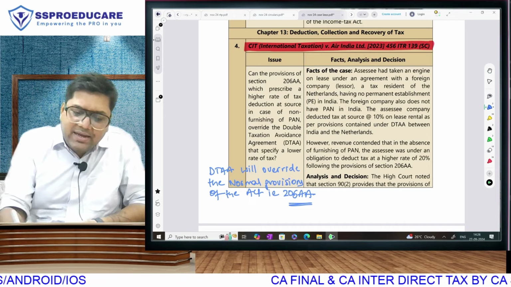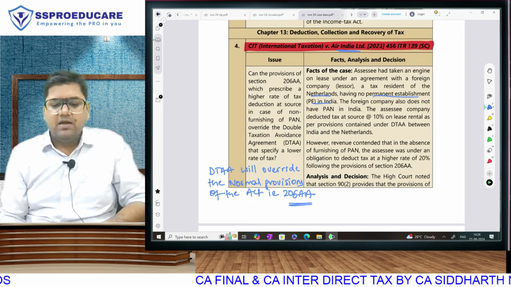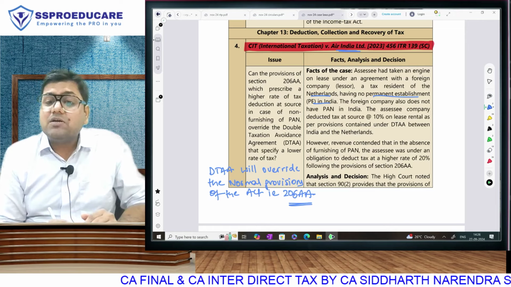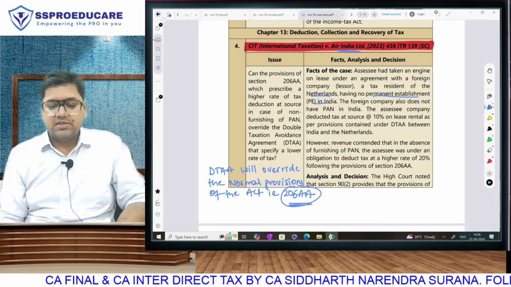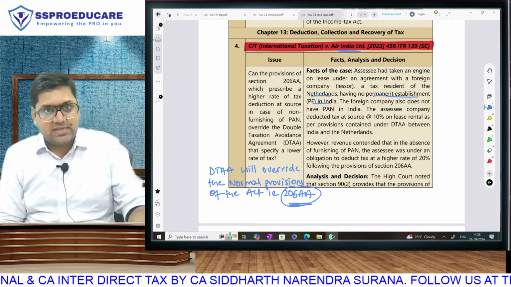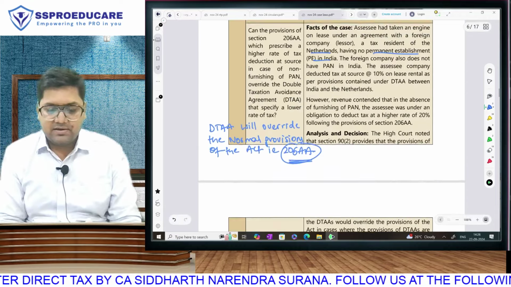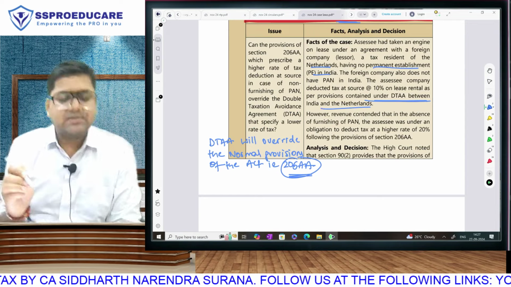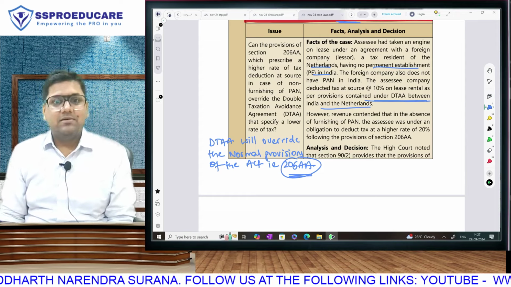Now what happened was, Air India has made payment to a Netherlands-based company which has got no permanent establishment in India, and therefore the company has not acquired PAN in India. Because the company has not acquired PAN, the assessing officer is saying you should have deducted TDS as per this section 206AA. That means 20%. The counter argument of Air India, this is an important case law, please understand. Air India says that there is a double taxation avoidance agreement between India and that country, and we have deducted TDS as per the double taxation avoidance agreement between India and Netherlands. And the double taxation avoidance agreement does not have requirement of PAN.